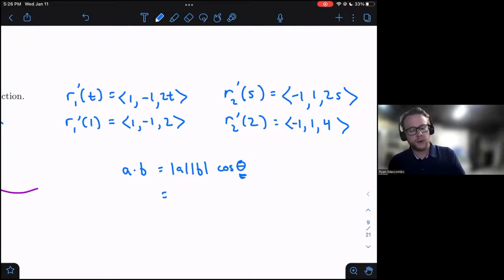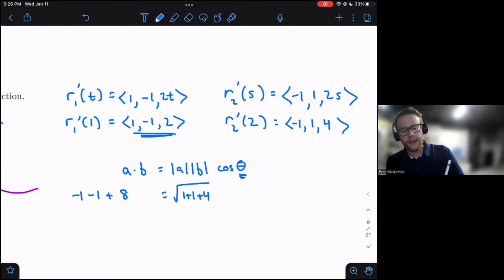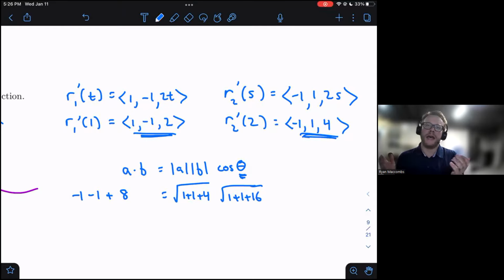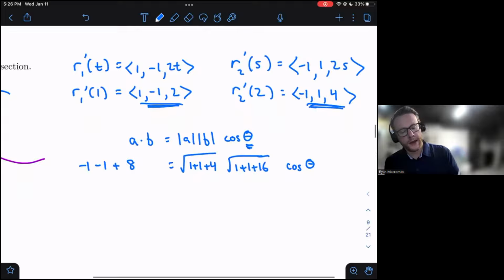So let's see, 1 times -1 will be -1, -1 times 1 will be -1, and 2 times 4 is going to be 8. The magnitude of the first one, well, that's going to be 1, 1, and 4. Again, I'm looking right here and taking the magnitude of that. The magnitude of the second over here is going to be 1, 1, and 16. And again, I'm squaring each one of these, adding them up, and putting that into a square root. That's our formula for a magnitude. And so we're going to have 6 is equal to √6 times √18.